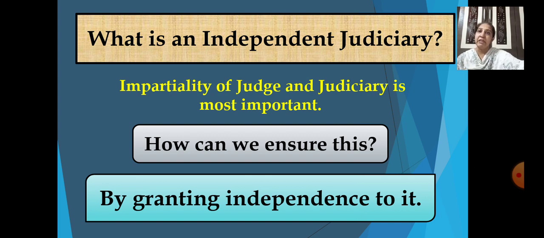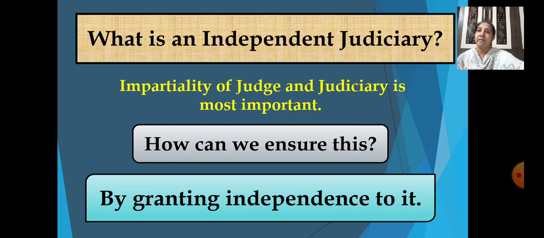The judge is clearly partial to the politician. Why? Because the control that the politician holds over the judge does not allow the judge to take an independent decision. Try to understand that. So at that moment, the judge is going to be partial, right? Whereas the meaning of independent judiciary is that impartiality of the judge and judiciary is most important, correct?